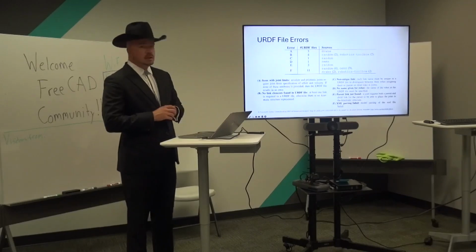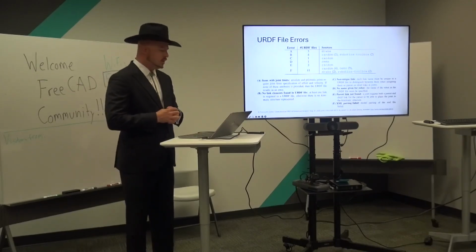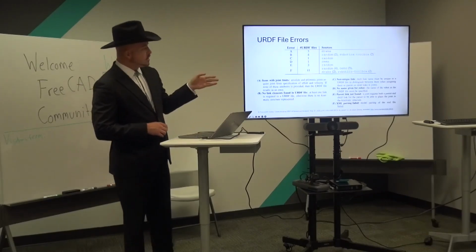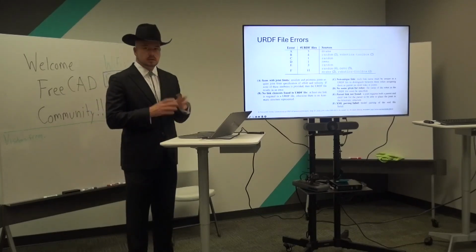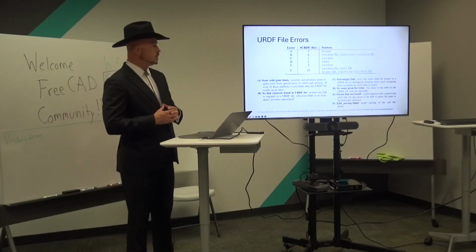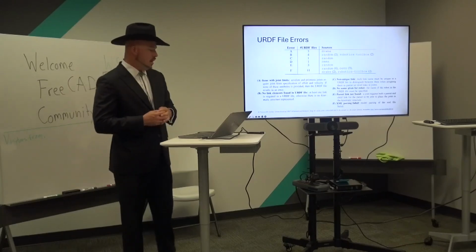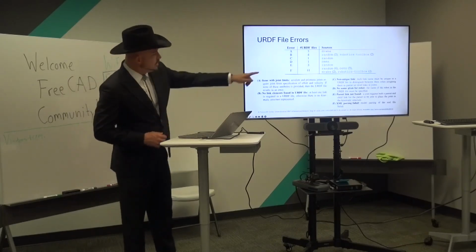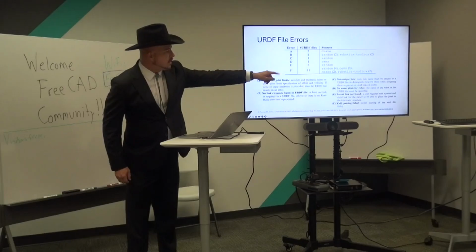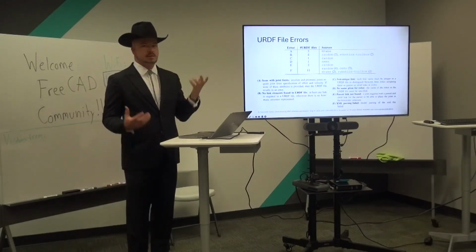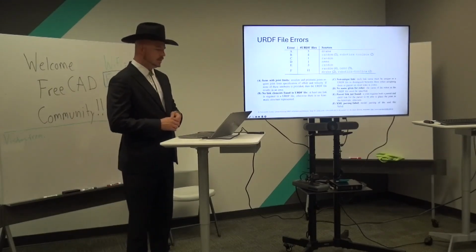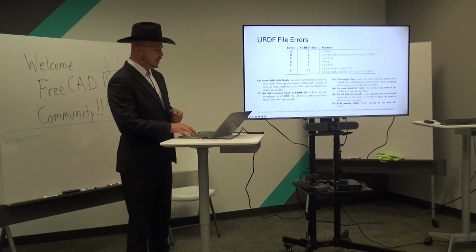And unfortunately, there are a lot of errors out there. So this is a list of errors that came from a publication where they just did a broad analysis on publicly available robot description files. And you can see here on F, these are invalid XML files. So some of them are just not even valid files. It ends up out there.